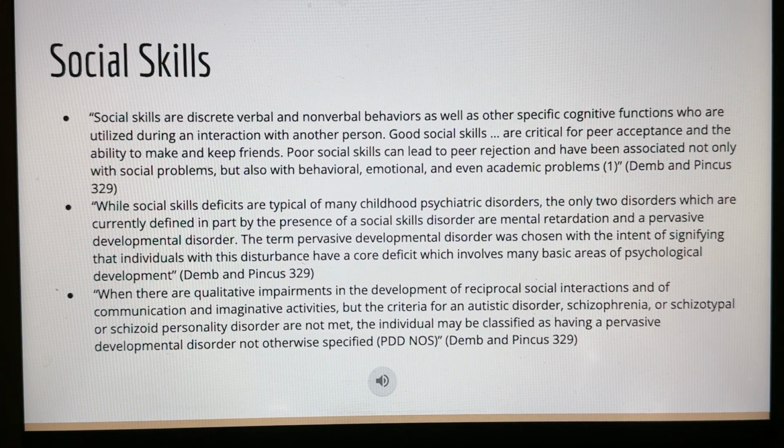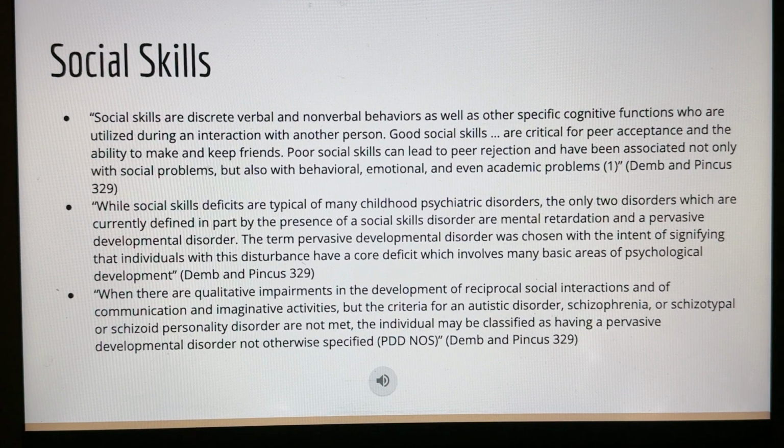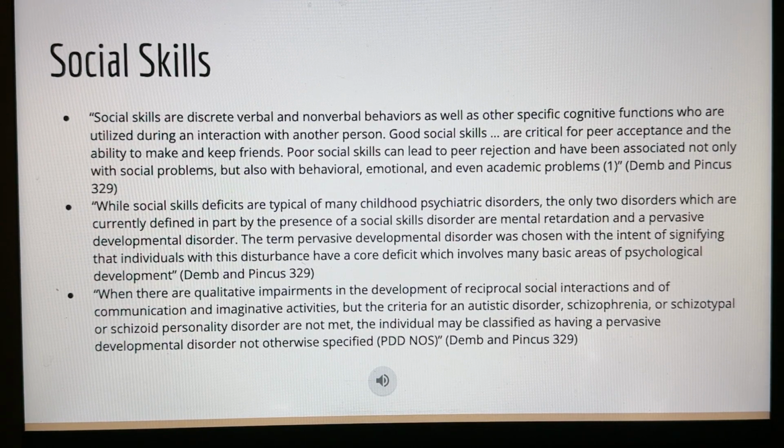While social skill deficits are typical of many childhood psychiatric disorders, the only two disorders which are currently defined in part by the presence of a social skills disorder are mental retardation and a pervasive developmental disorder. The term pervasive developmental disorder was chosen with the intent of signifying that individuals with this disturbance have a core deficit which involves many basic areas of psychological development.